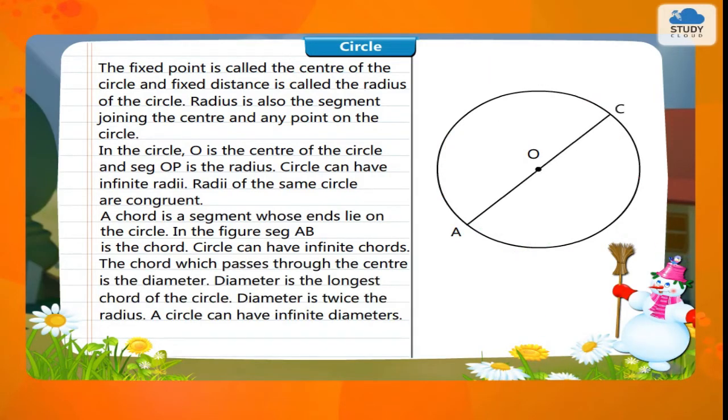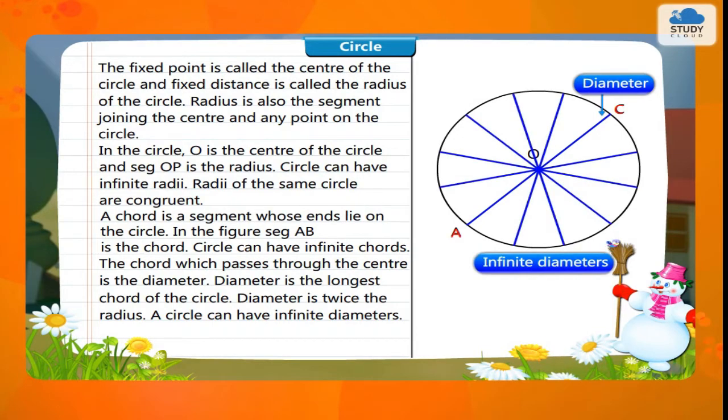The chord which passes through the center is the diameter. Diameter is the longest chord of the circle. Diameter is twice the radius. A circle can have infinite diameters.